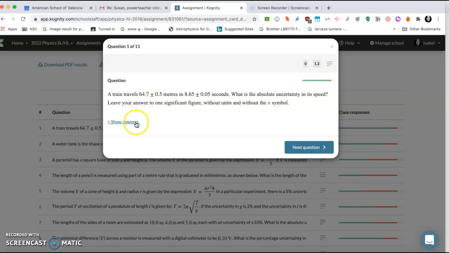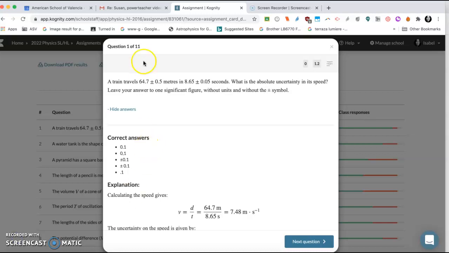Question 1. This is a straightforward question, just like the ones we've done previously. It is a straightforward division. We have distance, 64.7, and time, 8.65, and we have an associated uncertainty. Because we need to divide, the first thing we need to do is the actual calculation.